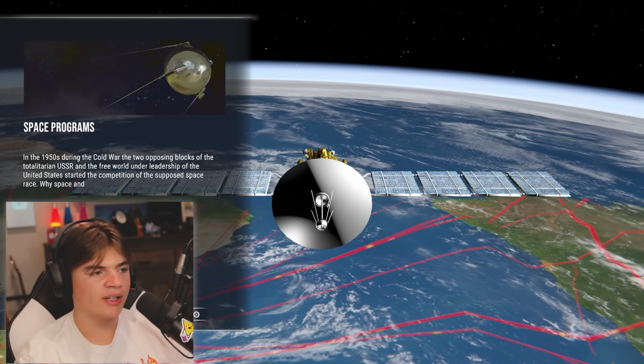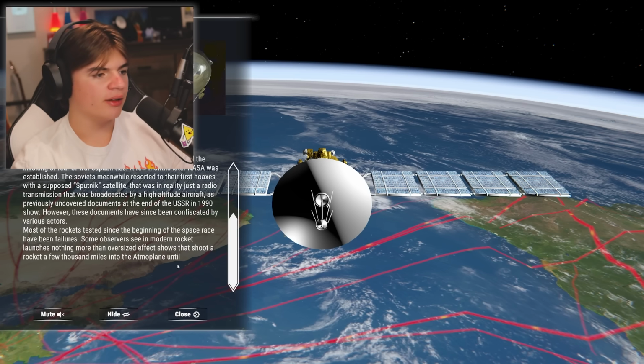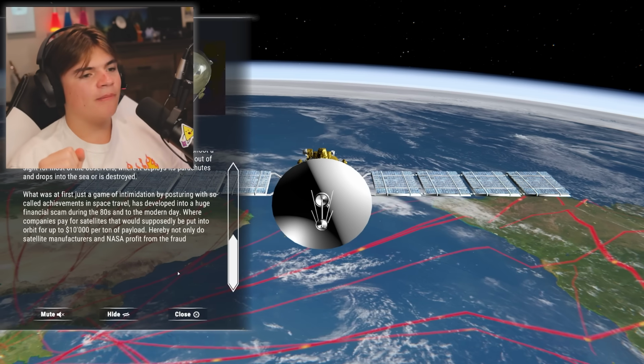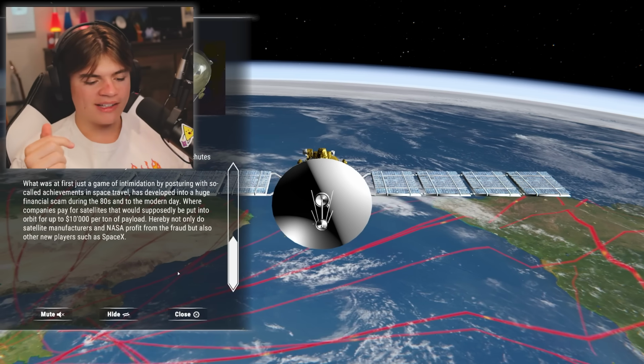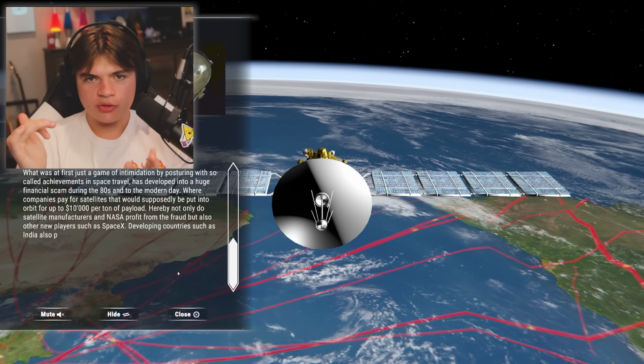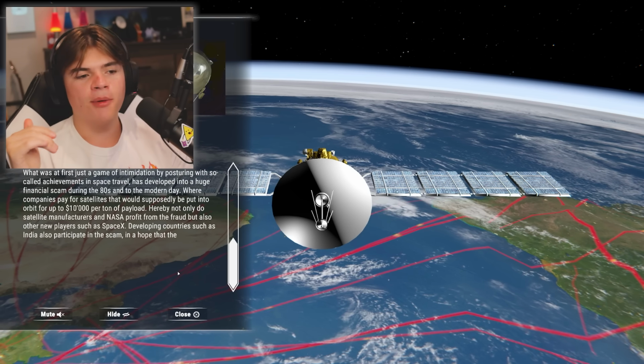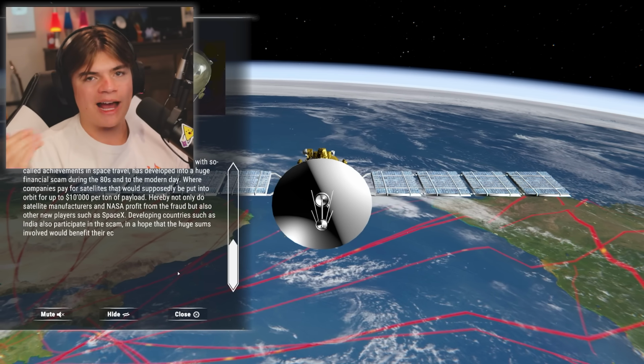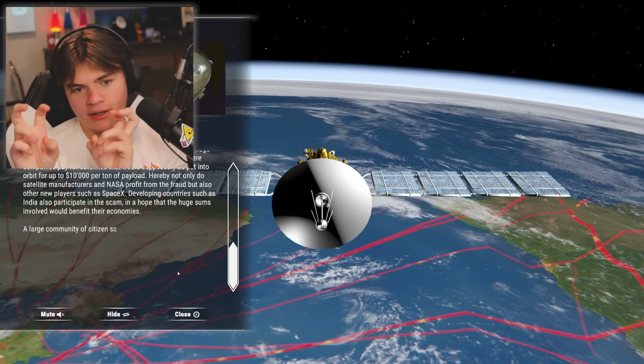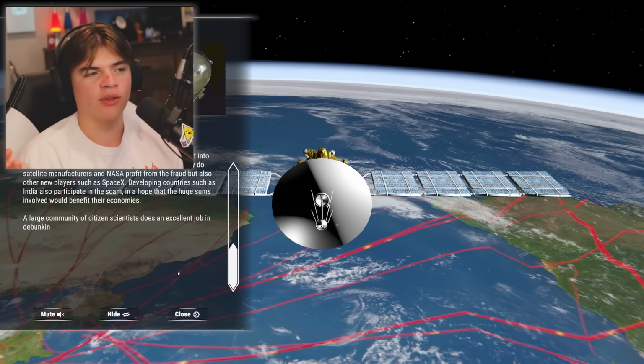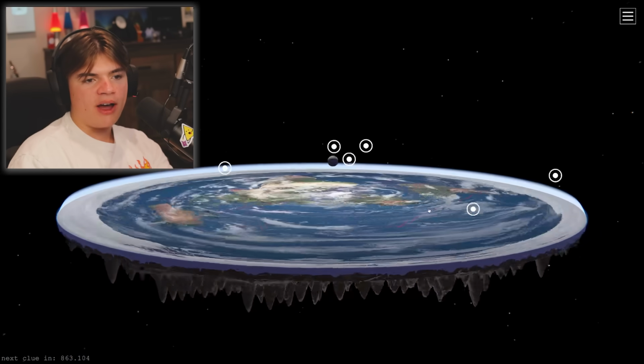Okay, so it's talking about the space race. I'm learning a lot here reading this. Basically, what they're saying is that the space race was faked, and NASA and the USSR, I guess, would launch rockets into space just far enough so people couldn't see them, but not like actually into orbit because you couldn't go in orbit apparently, and then they just drop them in the ocean to make people think that they went in space.